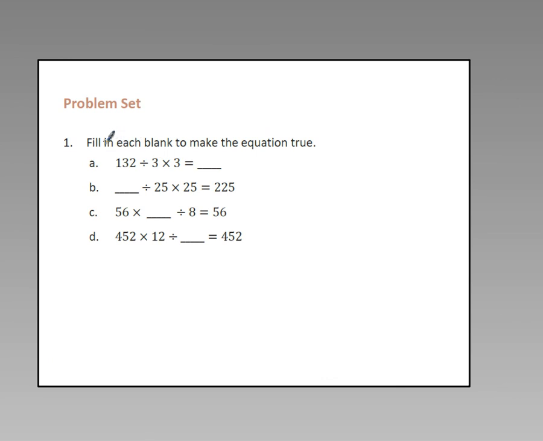So we know if we divide something by 3 and then multiply by it again, we're getting right back to where we were. So on letter B, if we divided by 25 and then multiplied by 25, we're back to where we started. And if we ended at 225, we must have started there. Are you seeing that pattern? 56 times something divided by 8 is still 56. Must be an 8. So what's going to go in here on this line? 12, correct. And let's head back to the classroom.